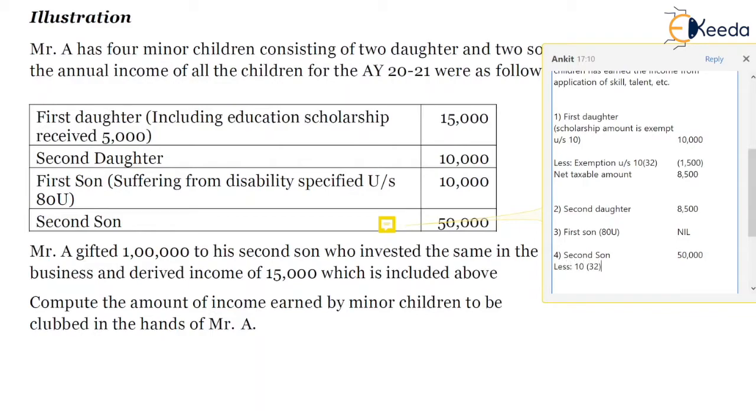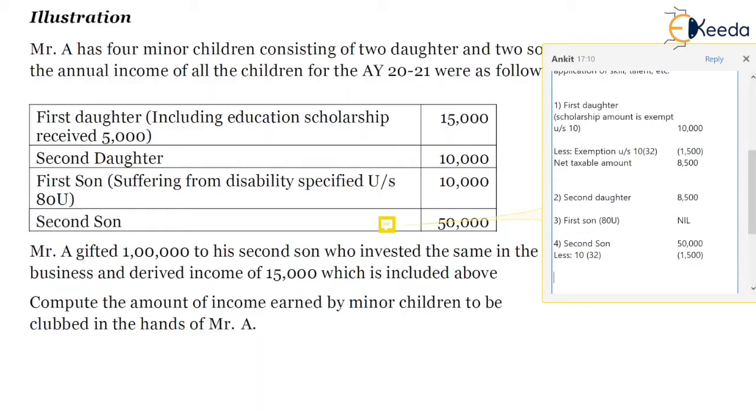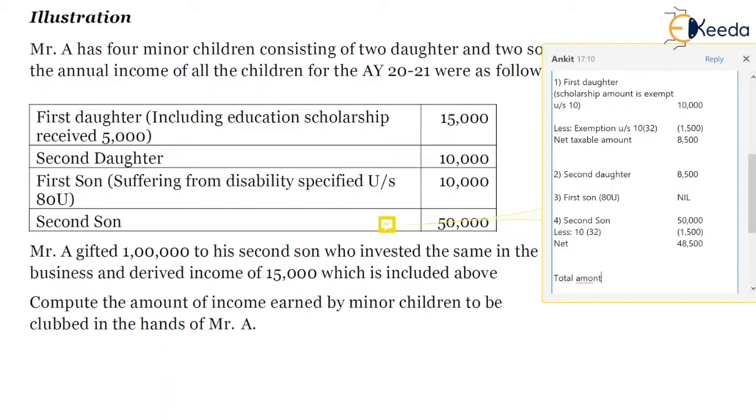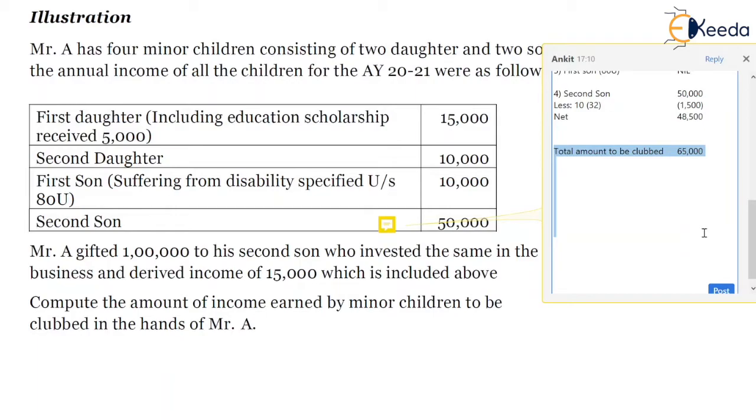Less 10(32), 1,500. Net amount is 48,500. Correct. So friends, the total amount to be clubbed is nothing but 8,500 plus 8,500 is 17,000. 17,000 plus 48,500 is nothing but 65,000. Correct. This is the amount that will be clubbed in the hands of Mr. A. And we have made a set of assumptions. Keeping that in mind, based on these assumptions, the total amount that will be clubbed in the hands of Mr. A for assessment year 2021 is 65,000.